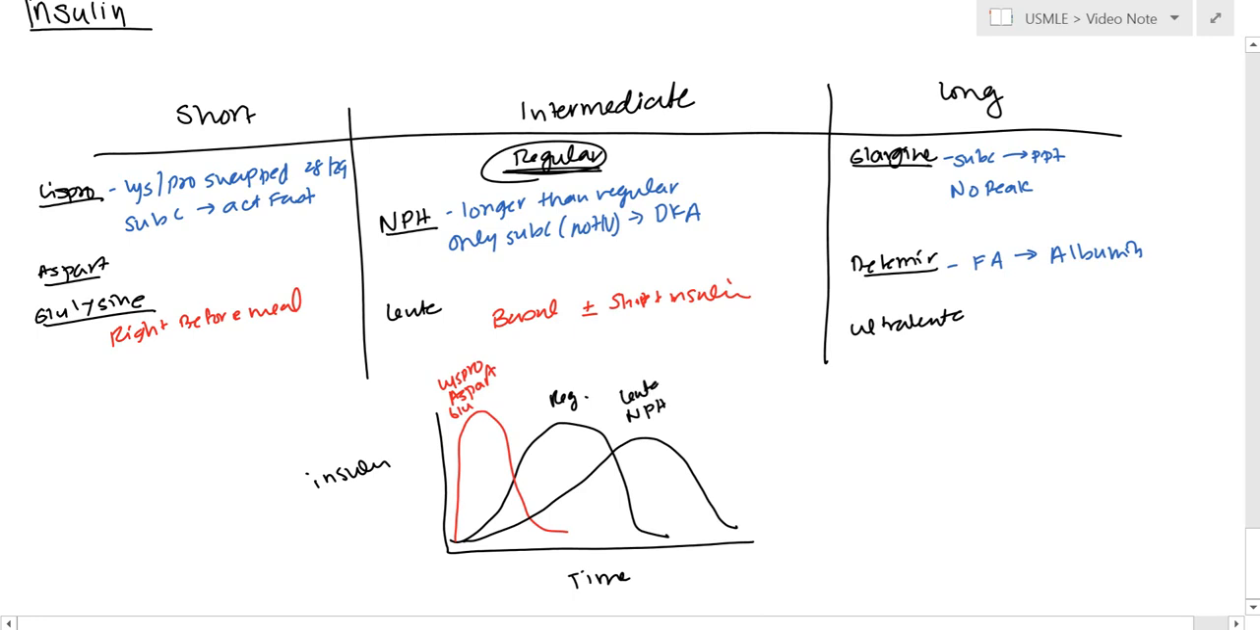And the NPH is just going to be a little bit more than the regular and the Lente. And the long acting is going to look like that. So there's no peak. And so this is going to be like your Glargine, your Detemir, and your Ultralente.